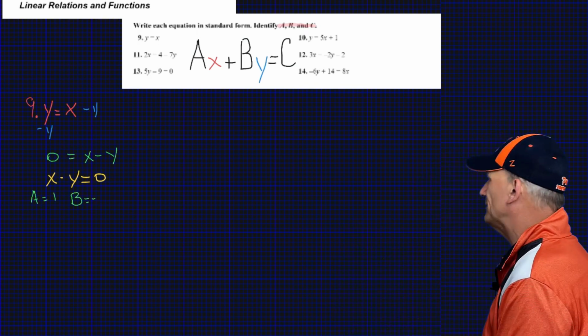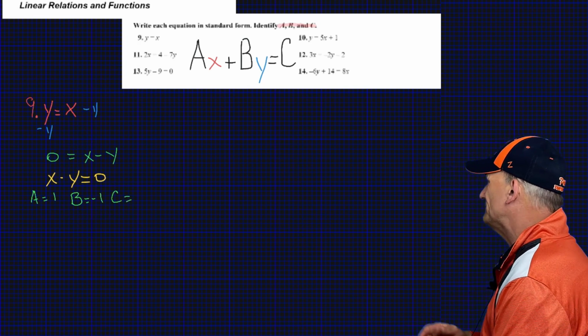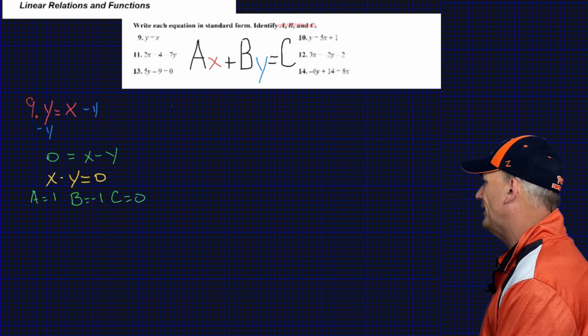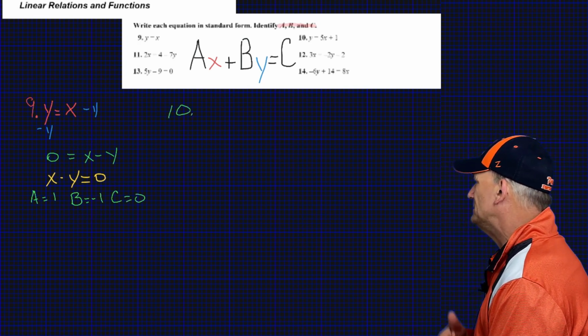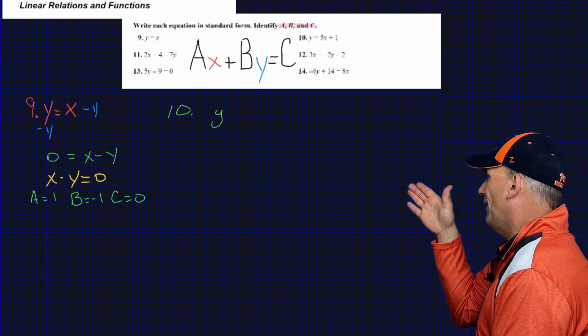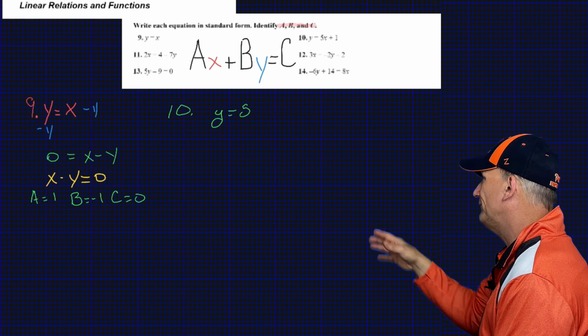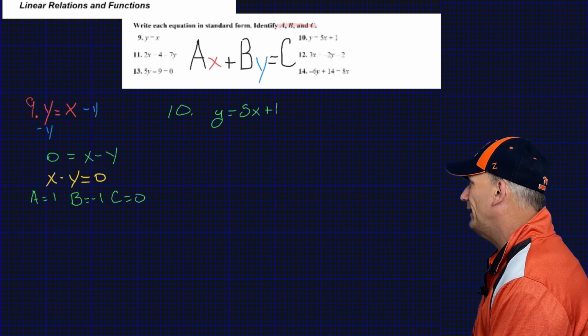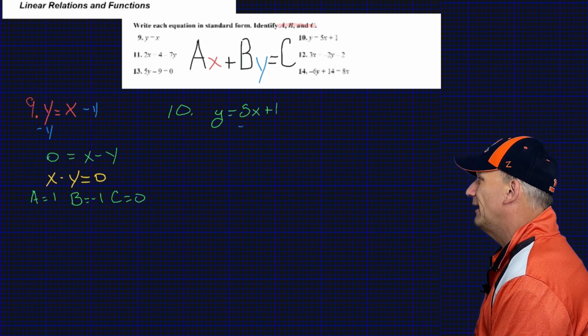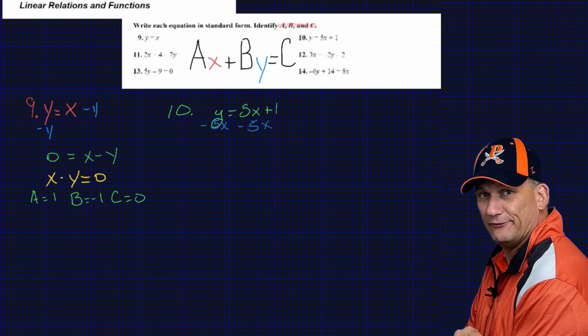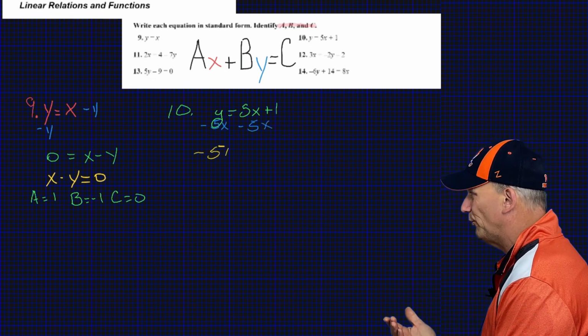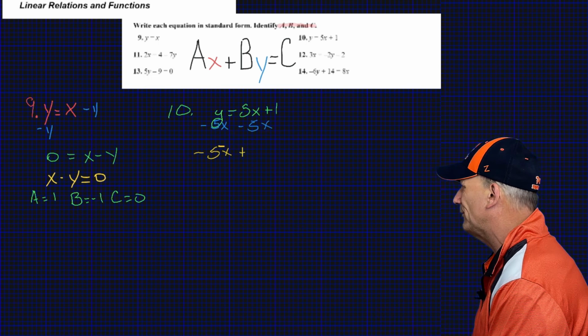All right, so let's take a look at it. So number 9, we have y equals x, right? So what are we going to do? All right, so all we have to do is subtract y from both sides, and you have x minus y equals 0. That is a linear function, and in this case, a is 1, b is -1, and c is 0.